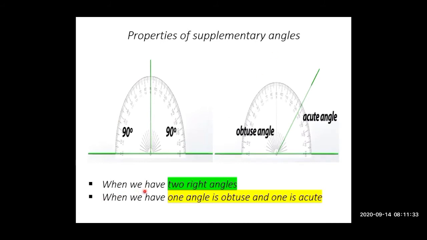When we have two right angles, or when we have one angle obtuse and one acute, then it becomes supplementary angles. तभी ये supplementary angle बन सकता है जब दो एंगल्स या तो 90 डिग्री के हो या फिर एक ऑब्टयूस एंगल हो और दूसरा एक्यूट एंगल हो. ठीक है.